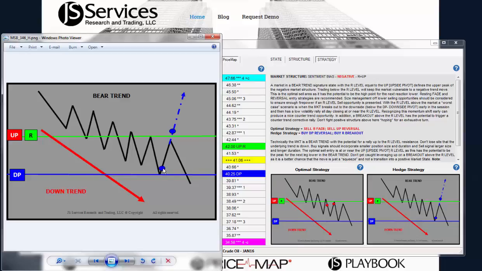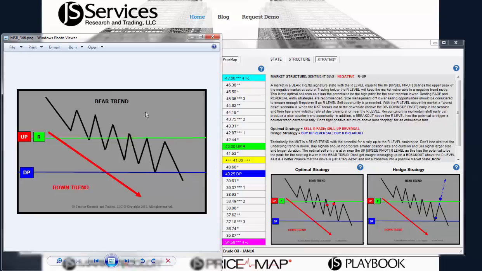And if that happens, we would expect things to get a little excited, because all the sellers got excited and they got flushed, and now this buy dip reversal could produce a quick, sharp corrective rally. So we have our state, we have our structure, and we have our strategy themes. That's the foundation for the session.